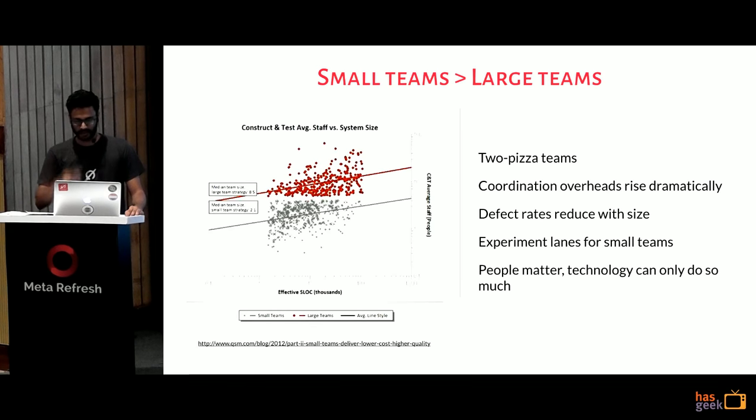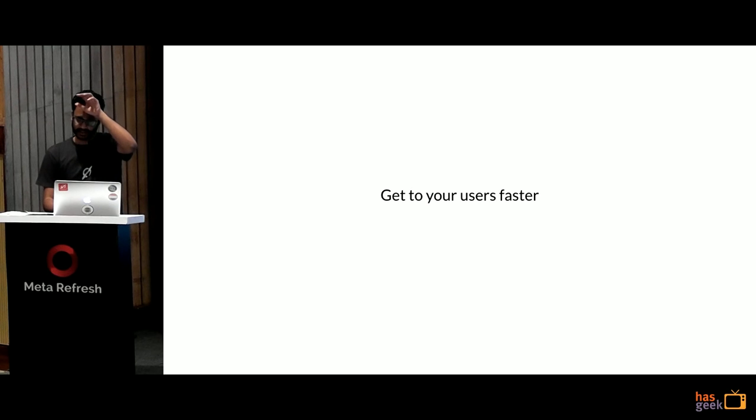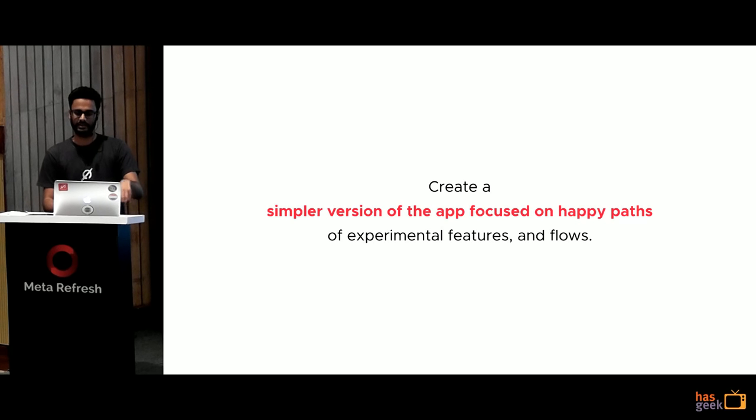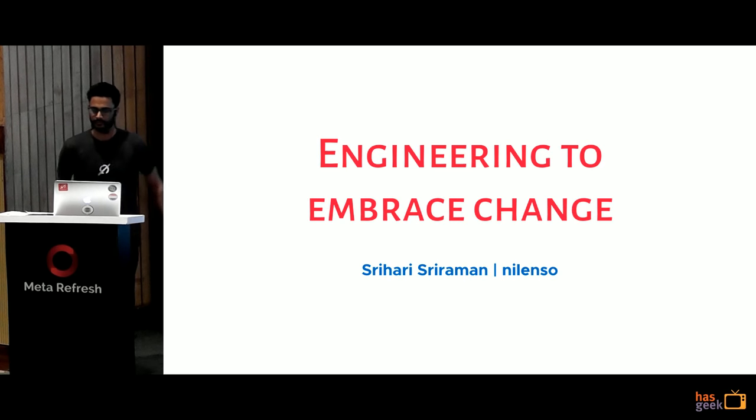So I go back to what I said earlier, which is, in conclusion, get your users faster, be wrong faster. And a way to do it is to create a simpler version of the app focused on happy paths of experiment features and flows. That's all I have. Thanks.